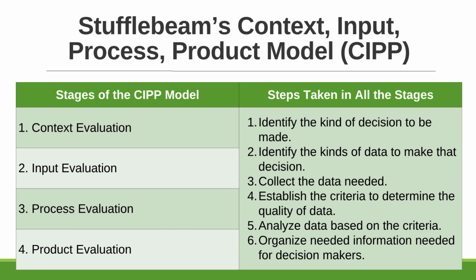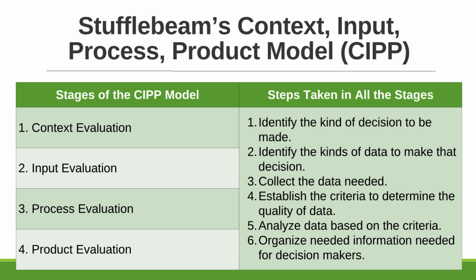Next is Stufflebeam CIPP model. CIPP stands for Context, Input, Process, and Product. This model helps us evaluate programs not just at the end but all throughout their development and implementation. It is a decision-oriented model, meaning it's designed to help decision makers at every phase.